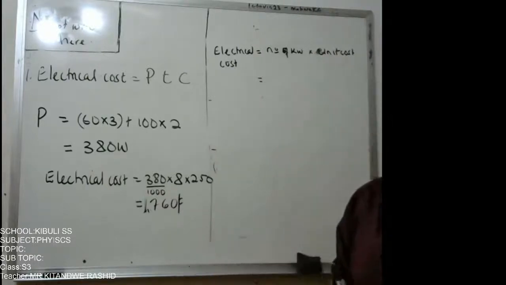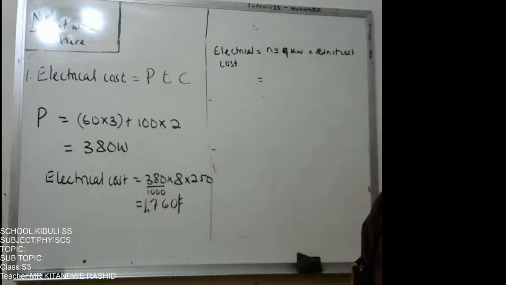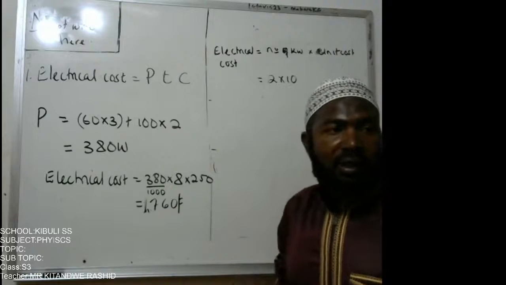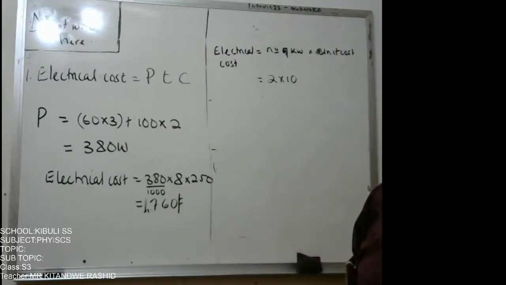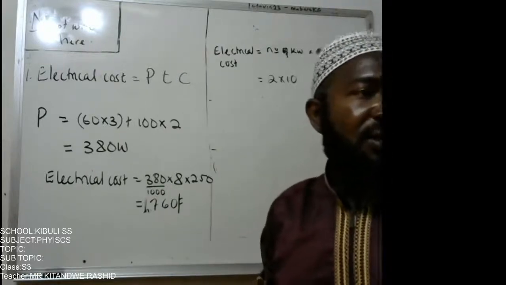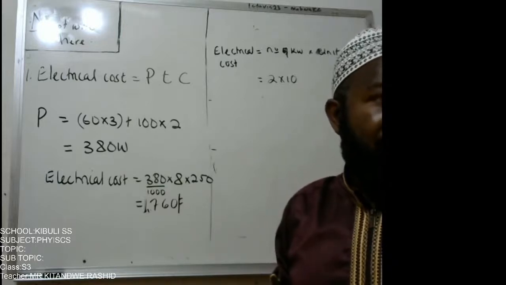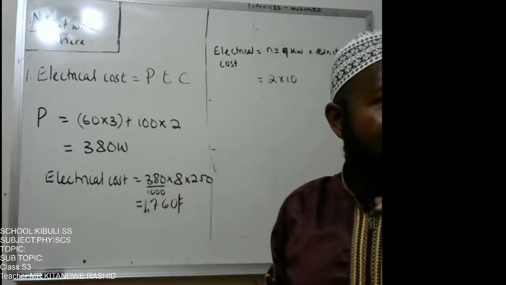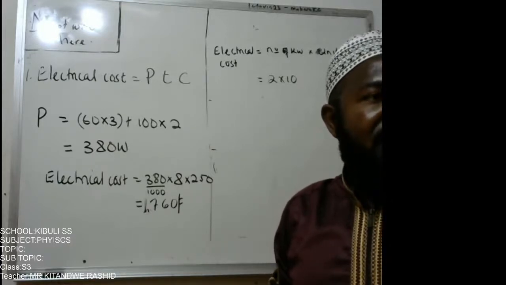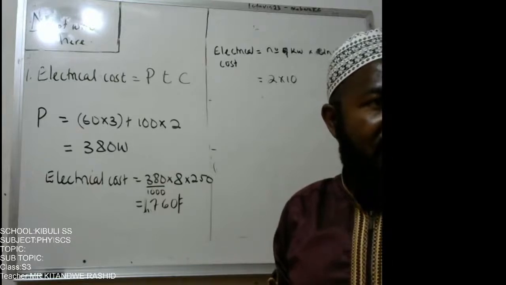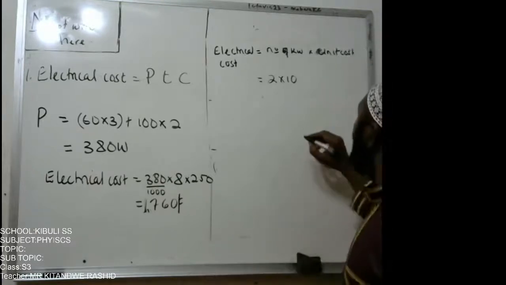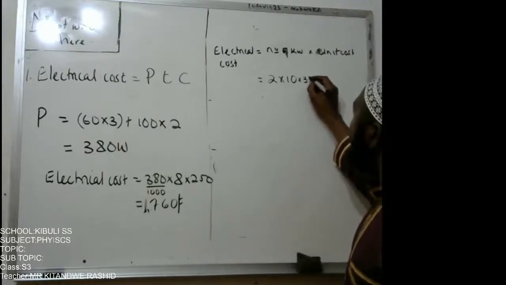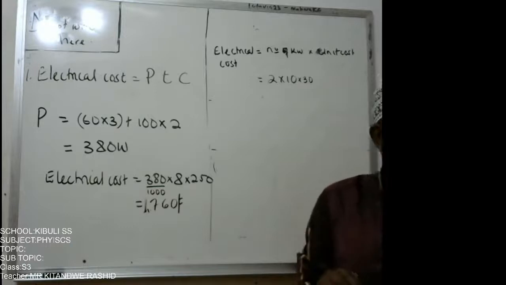So the number of kilowatt hours, we have one for the heater, which is 2 times 10. But remember, 10 hours for every day. 10 hours are used for it each day. So that means you multiply by what? By 30. September has how many days? 30.